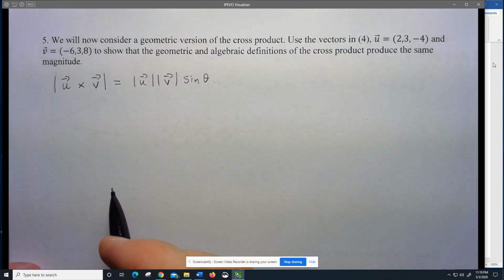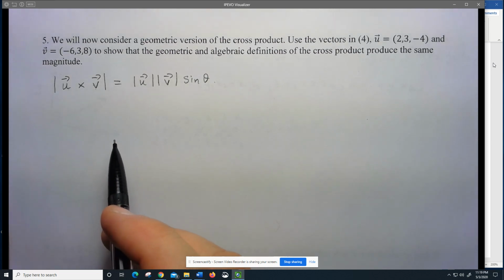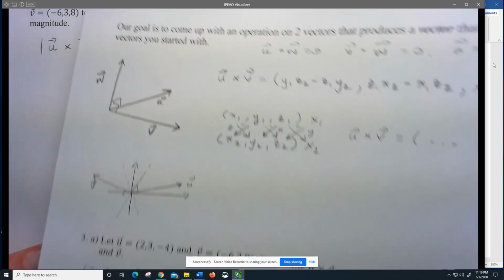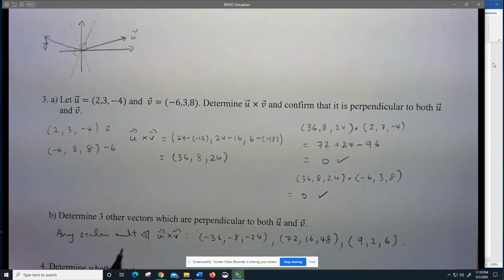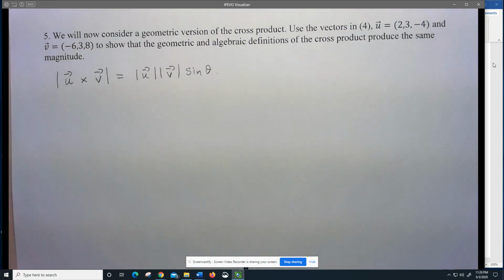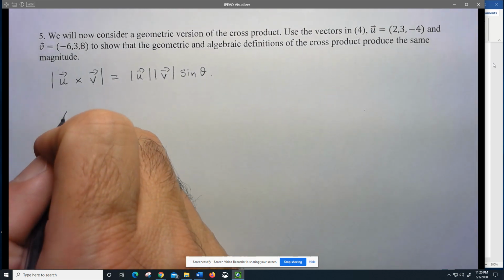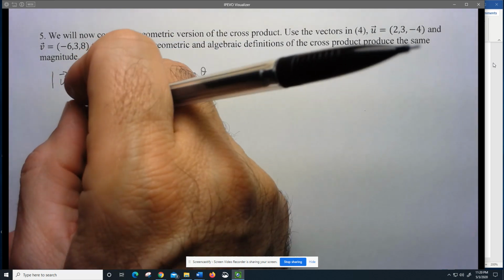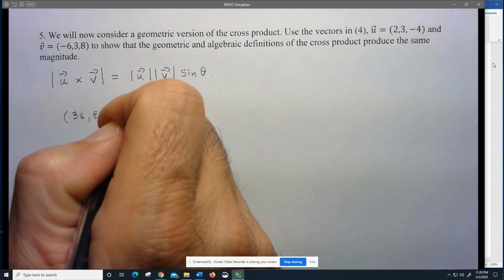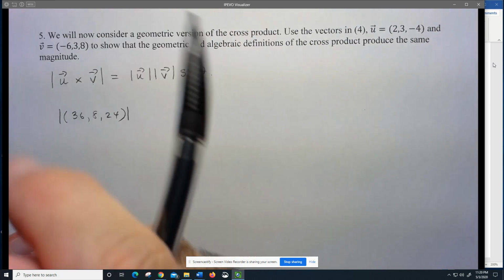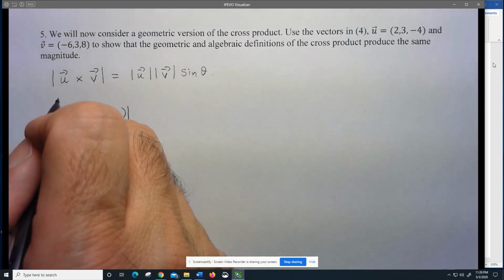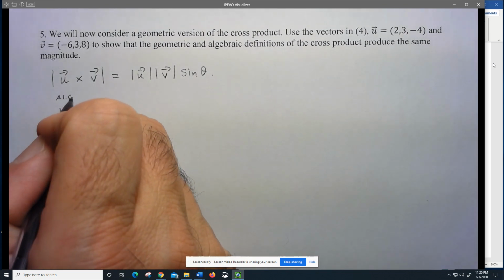So let's start with the algebraic definition. Well, we already have the cross product of these two vectors. If we look back, the cross product of these two vectors we had already found is 36, 8, 24. So I'm not going to redo that one here. So let's do 36, 8, 24, and let's find its magnitude. Okay, so this is the start with the algebraic definition.